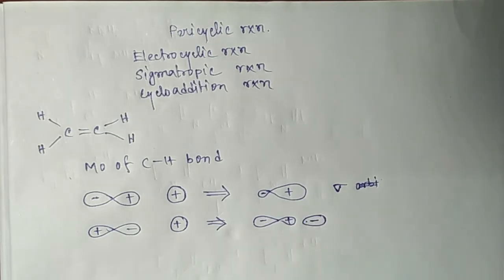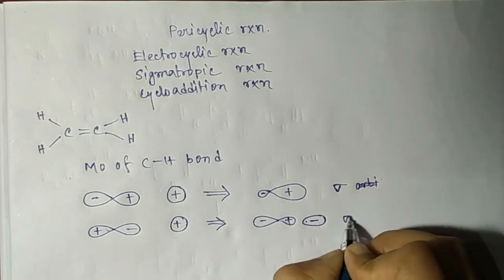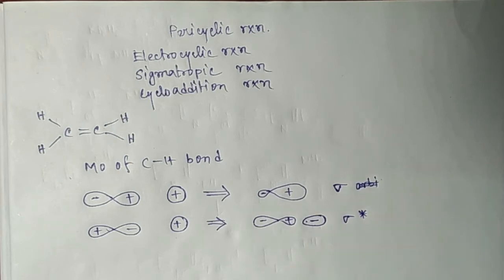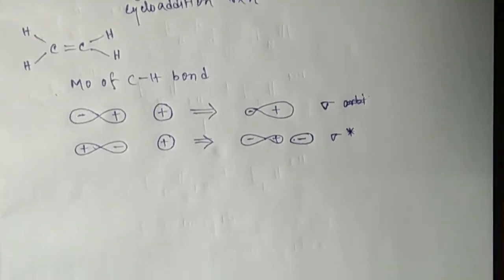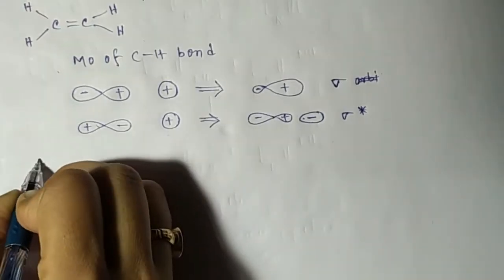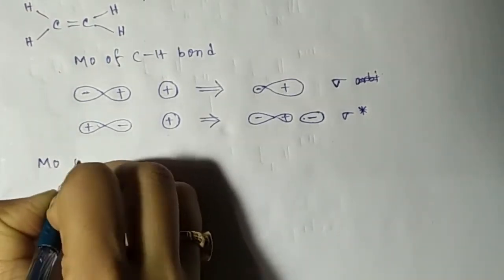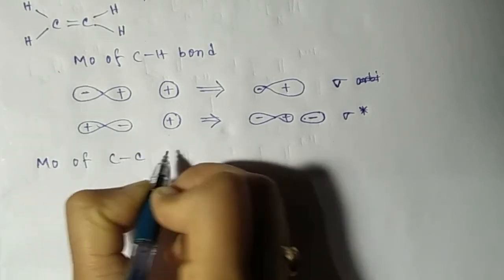This is due to the electronic repulsion between these two electron clouds. So this is of high energy. That is why this forms an antibonding molecular orbital and is called the sigma star molecular orbital. Again, we know how to draw the molecular orbital of the carbon-carbon bond.